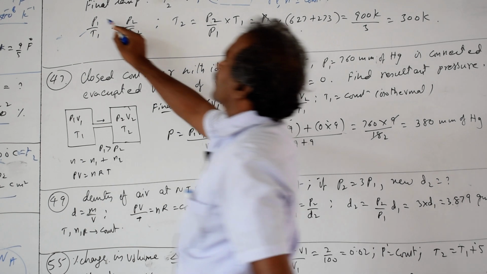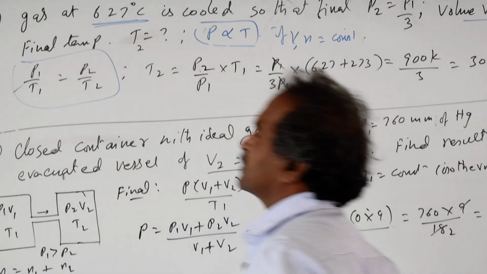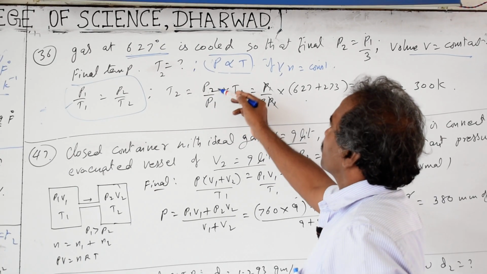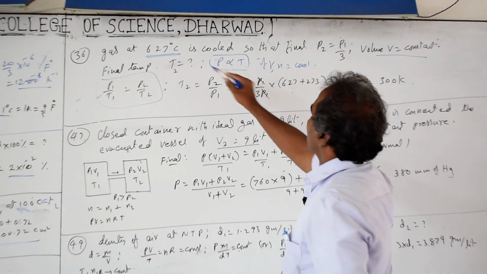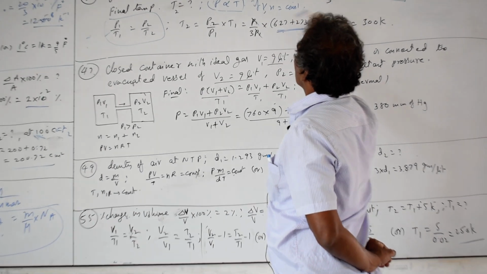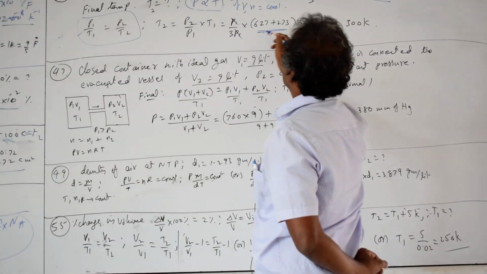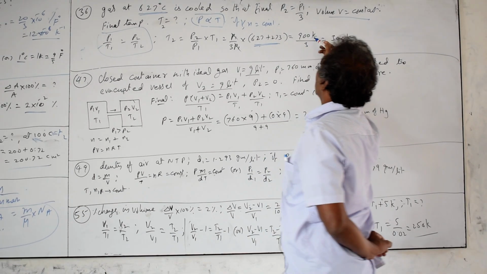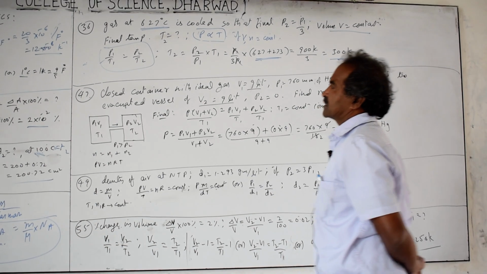These problems are important. I am discussing only in terms of pressure and temperature. Similar problems are there in terms of volume and temperature, you check that. The result is T2 equals P2 by P1 into T1, but T1 is in the centigrade scale, so convert into the Kelvin scale by adding 273. P2 is given as P1 by 3, P1 cancels, 1/3 of 627 plus 273 is 900, 900 by 3 in Kelvin scale is 300 kelvins. That is the answer.